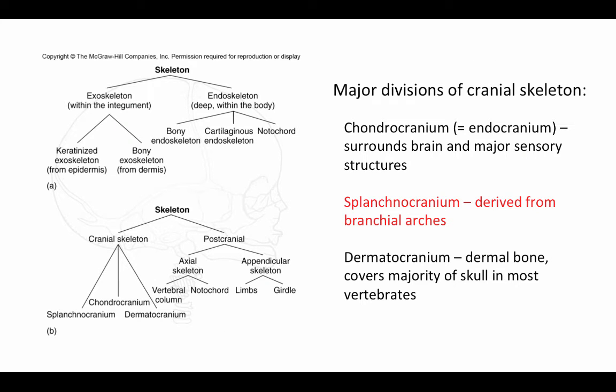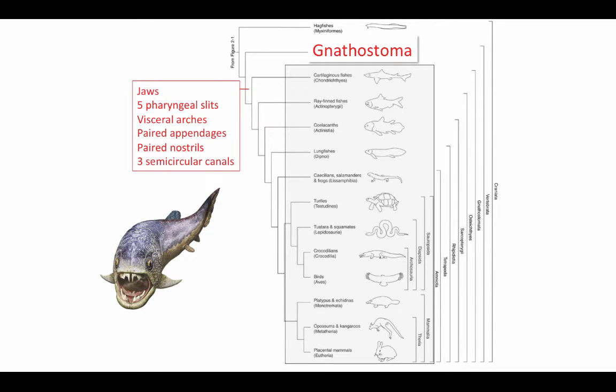Let's now turn to our second major division of the cranial skeleton, the Splanchnic Cranium. When we're talking about the Splanchnic Cranium, we're talking primarily about jaws. This is one of the major transitions in vertebrate history, the origin of jaws, and that's associated with this group called the gnathostomes, boxed in here.